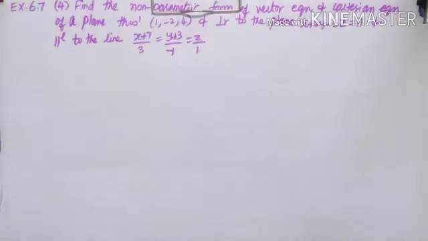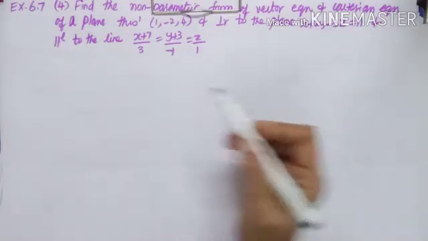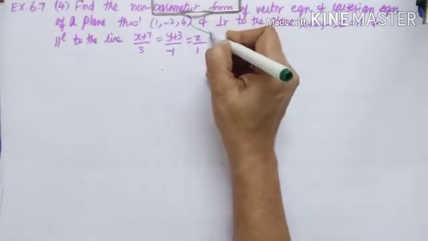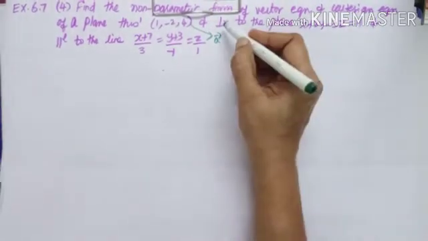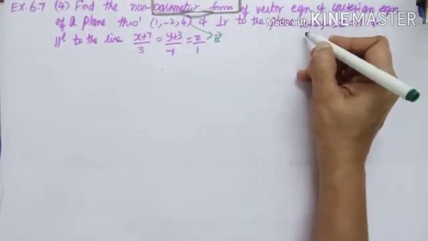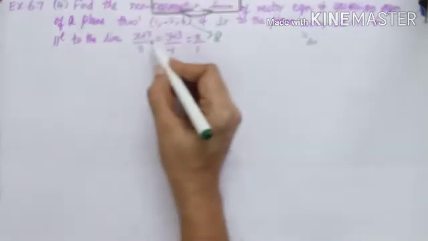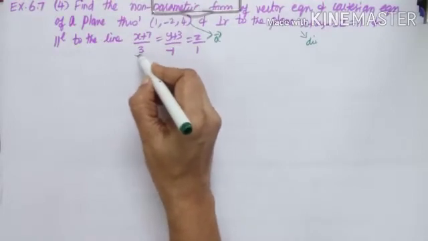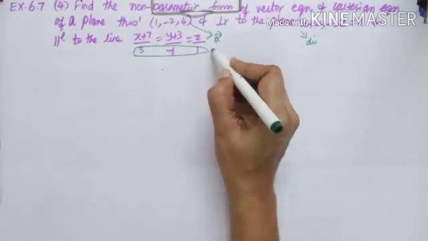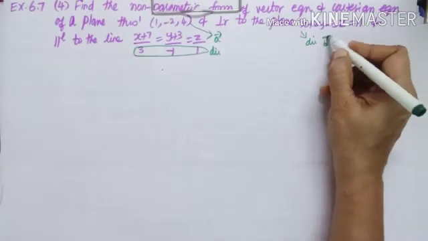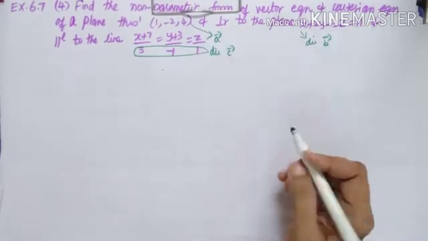Question number 4. Find the non-parametric form of vector equation and Cartesian equation of a plane through. So this we call a vector perpendicular to the plane. So this will give me direction. Parallel to the line. So this will again give me direction. So let me write this as A vector, this as B vector, and this as C vector.